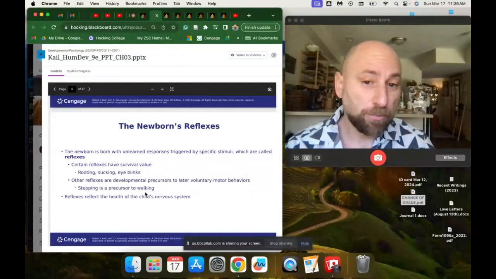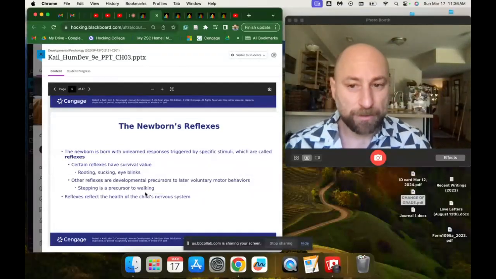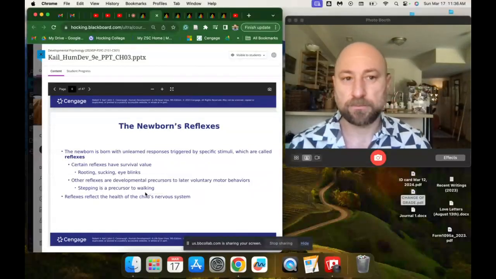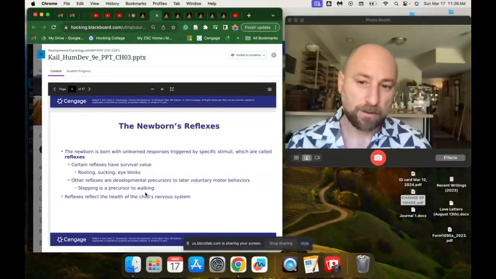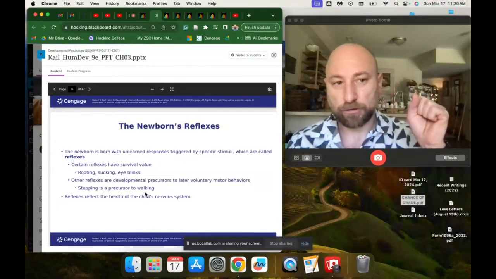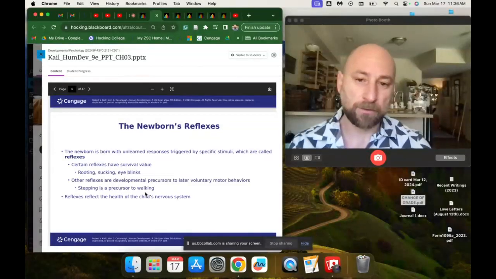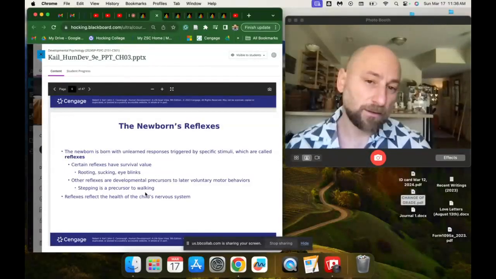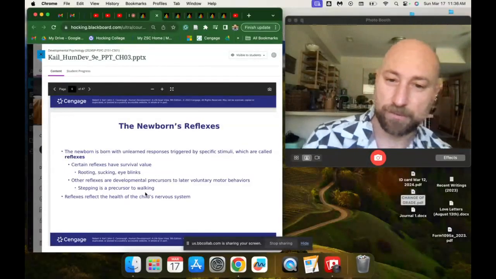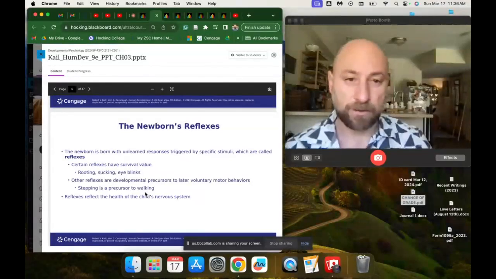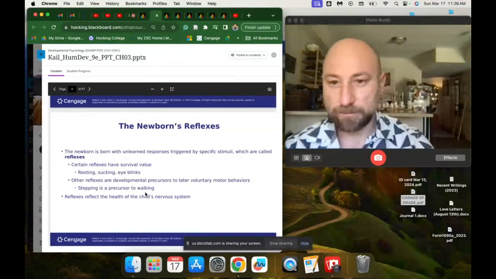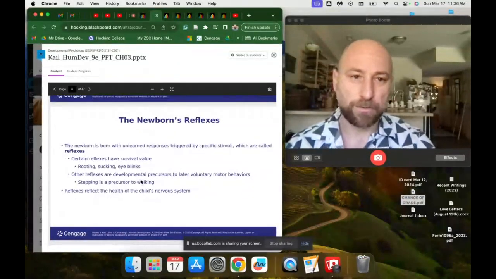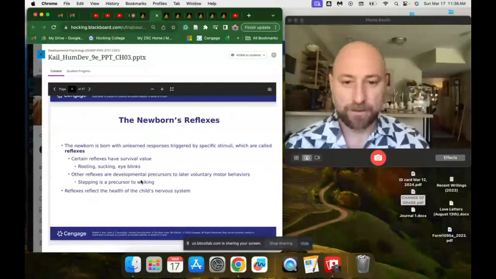Other reflexes are developmental precursors to later voluntary motor behaviors, right? So stepping, that sort of reflex to step, to walk. Grasping is a common one: if you put anything in a baby's hand, it'll grasp. That's more of a leftover from when babies had to grab on to their furry mom's back to survive. But overall, we don't do a lot through reflexes, right?